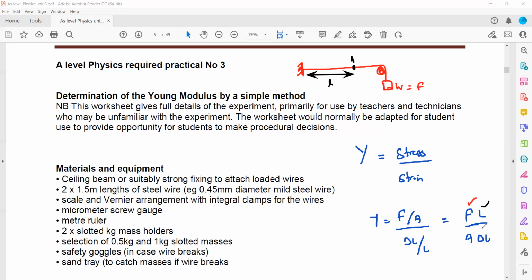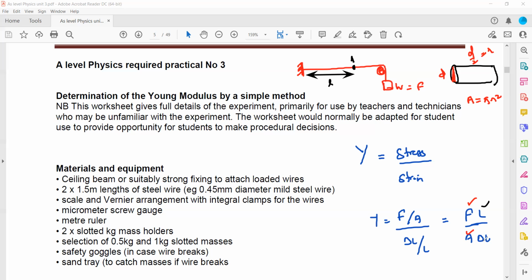What about the area of cross section of the wire? Before the wire is placed in the setup, we'll determine the area of the cross section of the wire. How to determine it? We'll first find the diameter, and using half of the diameter, we'll get the radius, and the area of cross section of the wire is pi r square. So using A equals pi r square, we'll get the area.